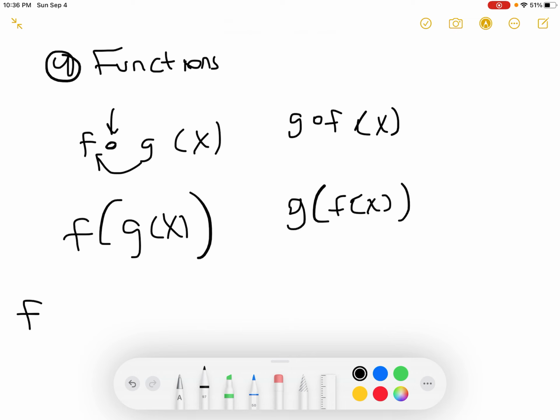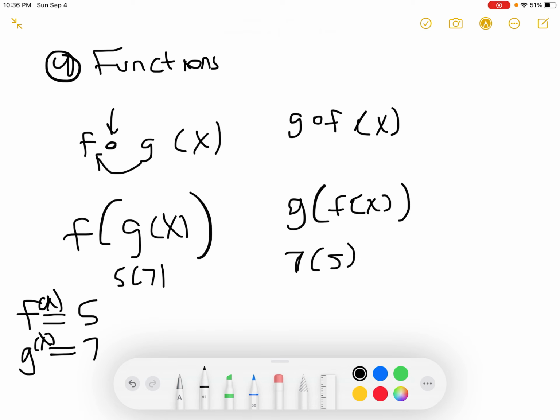If F of X equals 5 and G of X equals 7, then this one would be 5 times 7, and this one would be 7 times 5, so you might think, hey, that's the same thing. Well, just imagine if it was something like this, then it wouldn't be. So that's what that means.